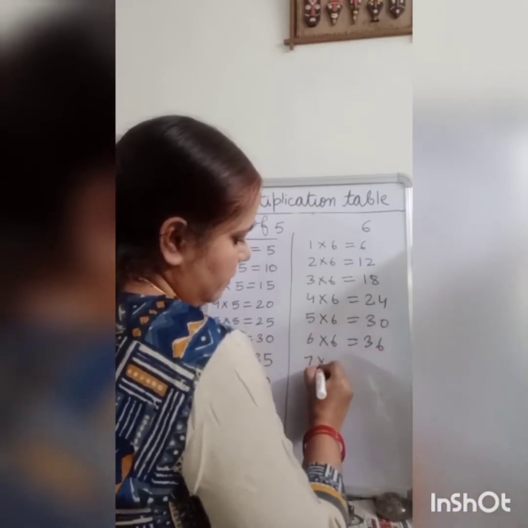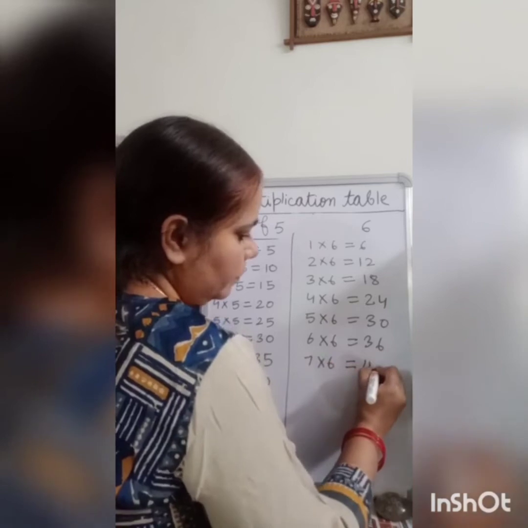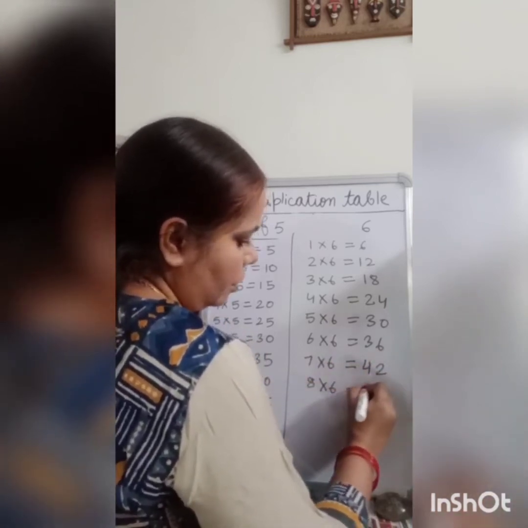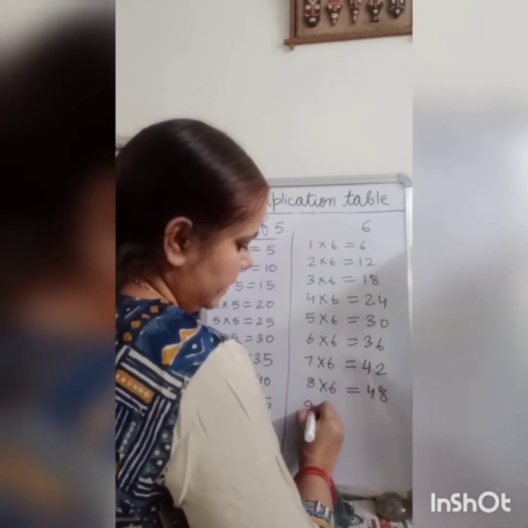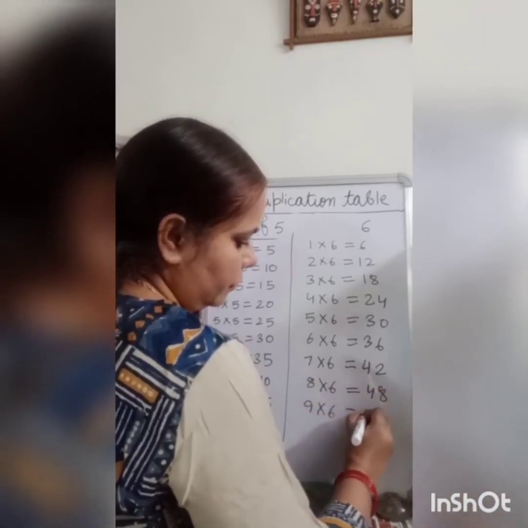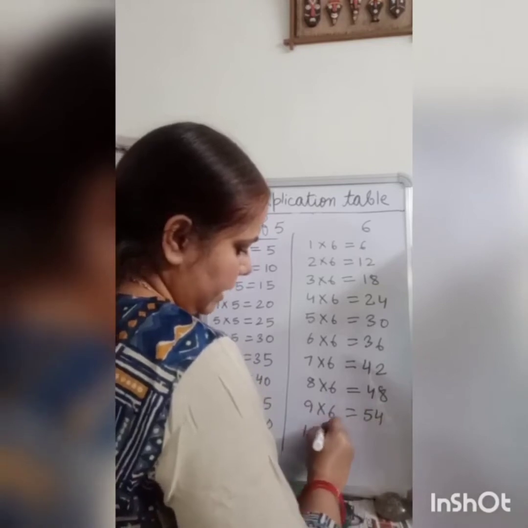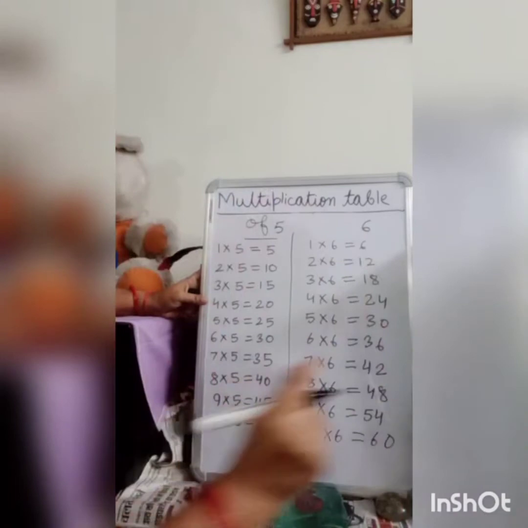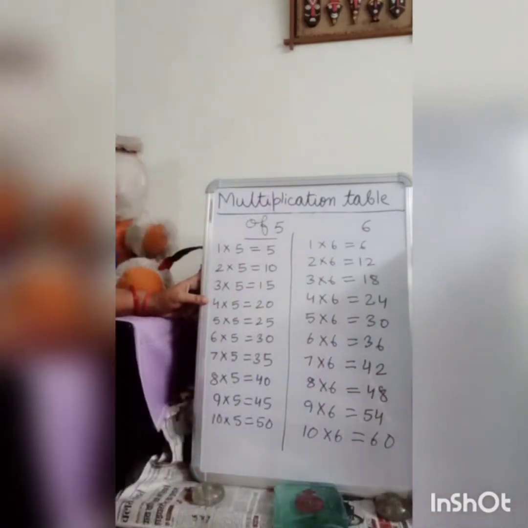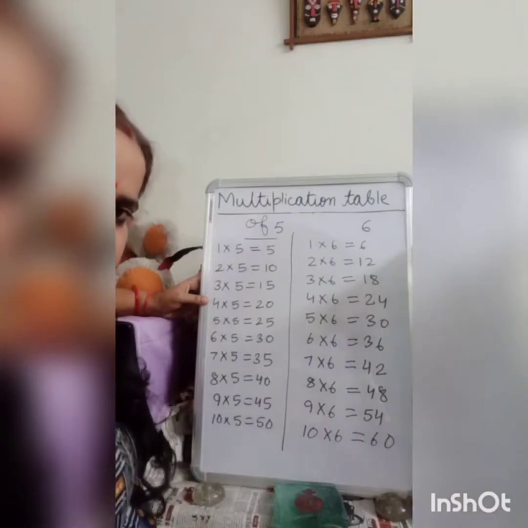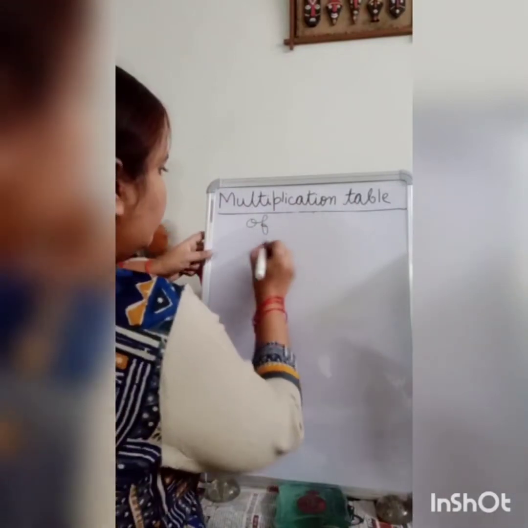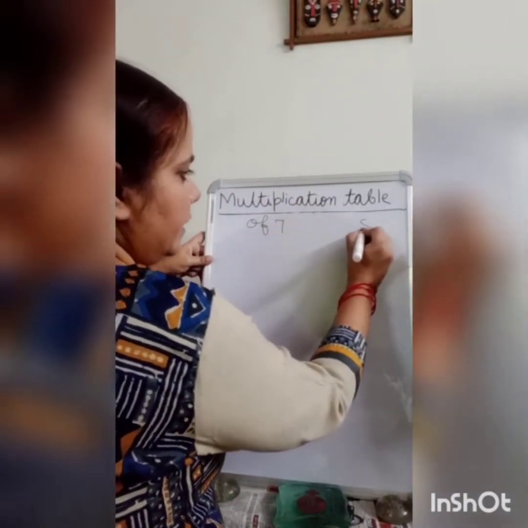Then 7 times 6 is equal to 42. 8 times 6 is equal to 48. 9 times 6 is equal to 54. And then 10 times 6 is equal to 60. This is the table of 5 and 6. You all are going to copy it down in a copy, and then you all have to learn it also. Is that clear? And then we will write the table of 7 and 8.